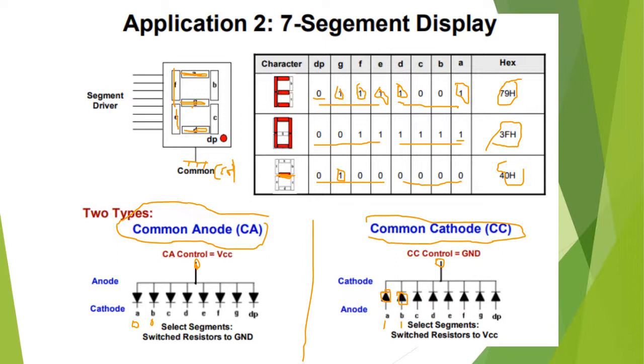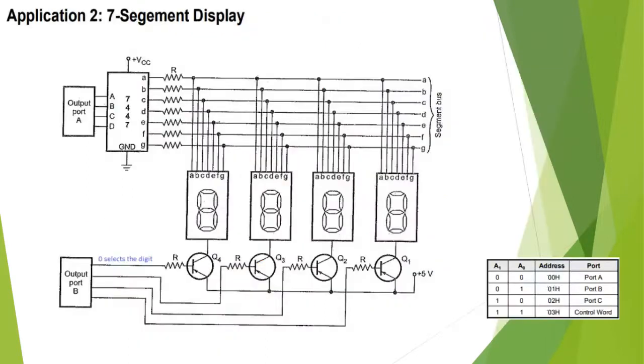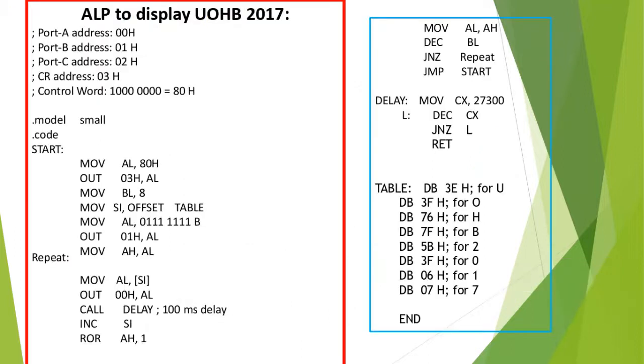Okay, so let us go for displaying something here. It is the same thing. It is about showing the hardware connection. Don't worry about it. It's the same thing. We can use the transistor or something else. For example, we want to display ALP for Assembly Language Program, to display UOHB 2017.